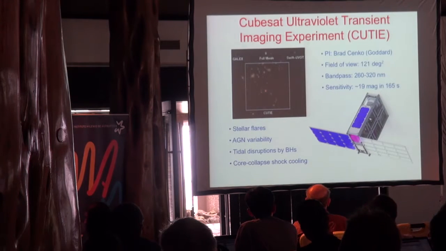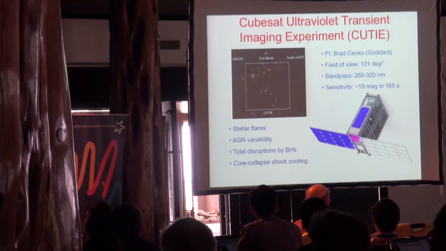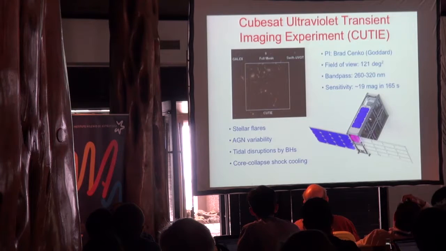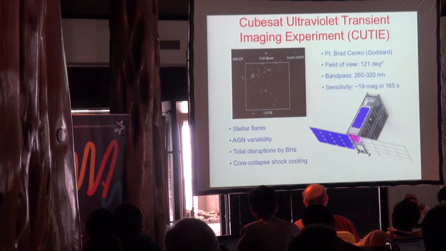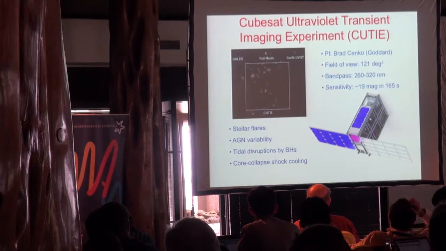And that is doing a wide field transient survey, but in the ultraviolet. And so this is CUTI, the CubeSat Ultraviolet Transient Imaging Experiment. We already have a pretty good acronym, so I think we're already halfway there to having a successful project. I was a co-PI of this. This is a proposal we put into NASA in the spring, and it is led by the PI, Brad Sanko from Goddard.